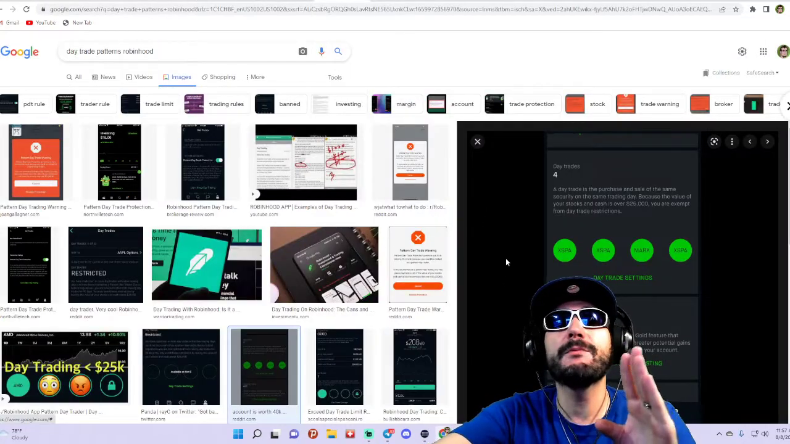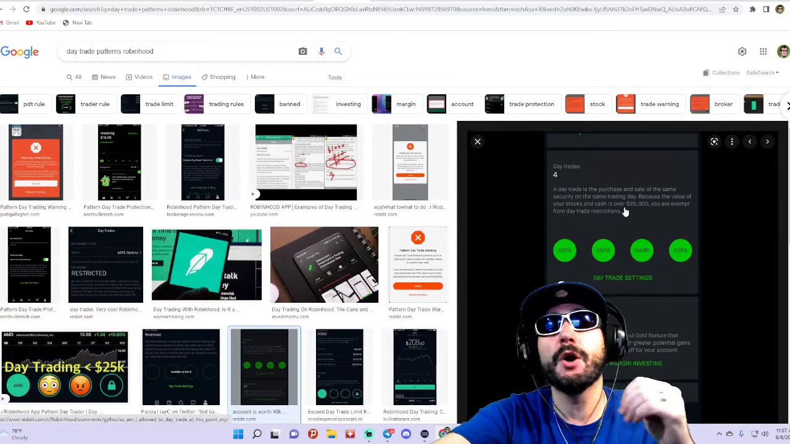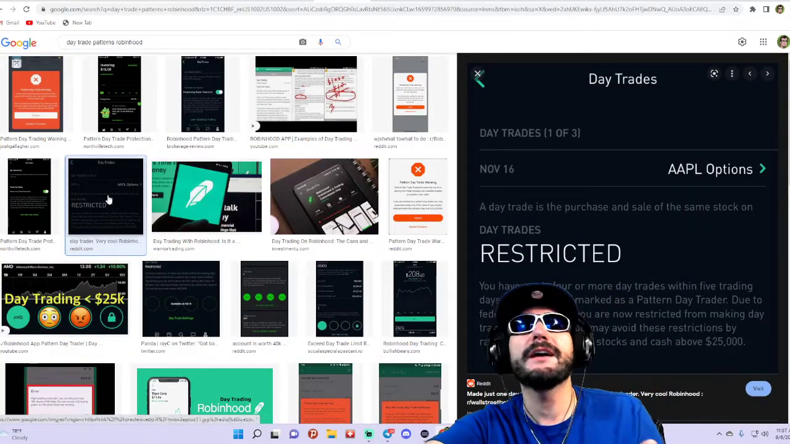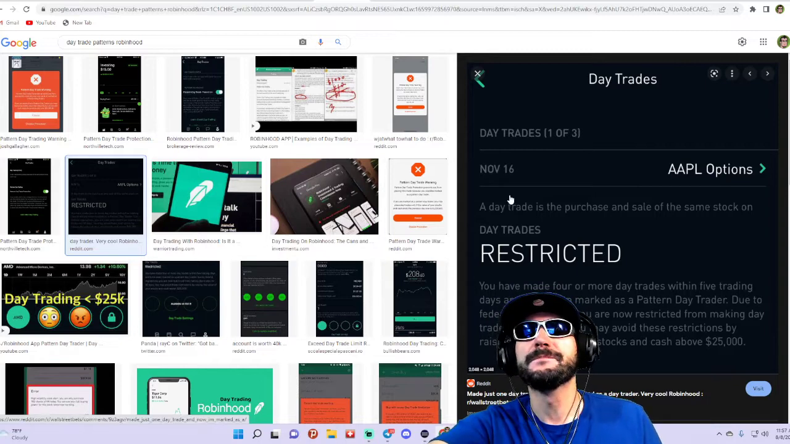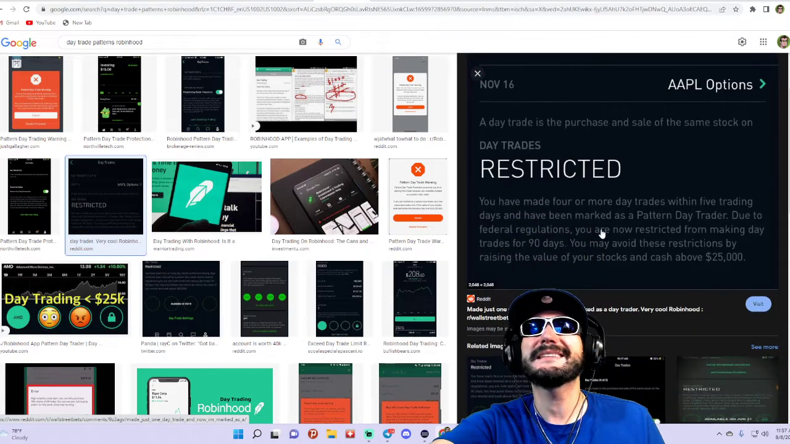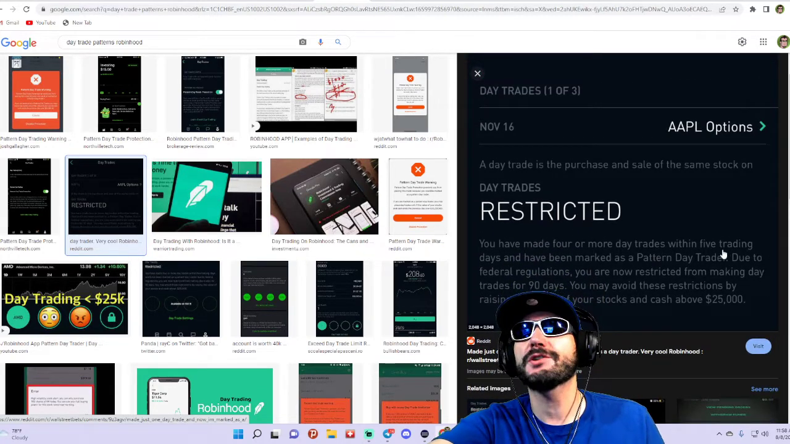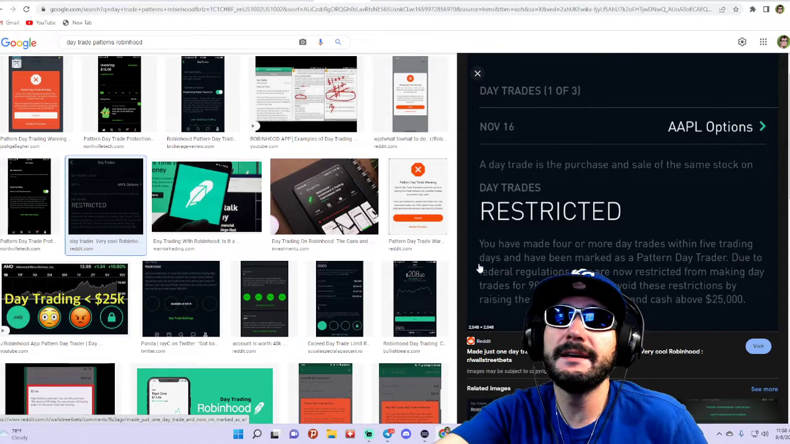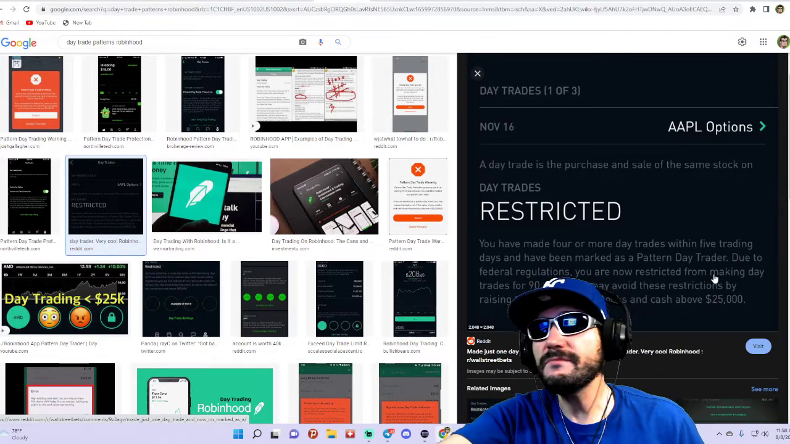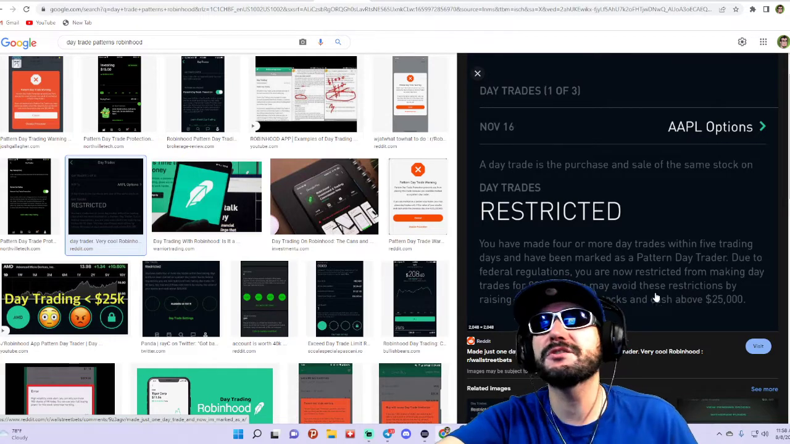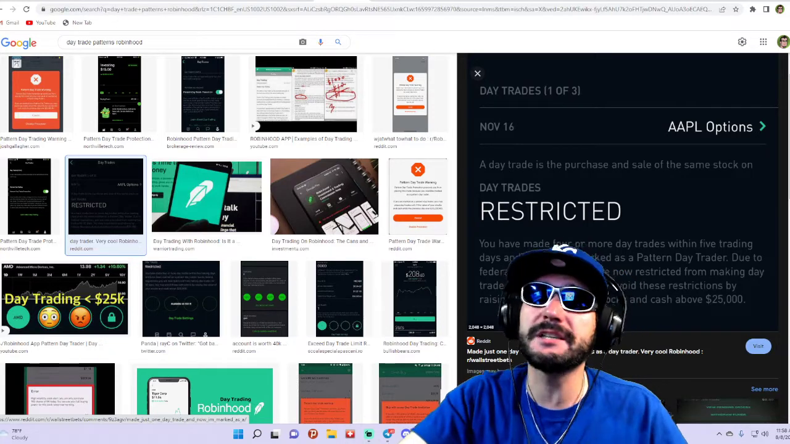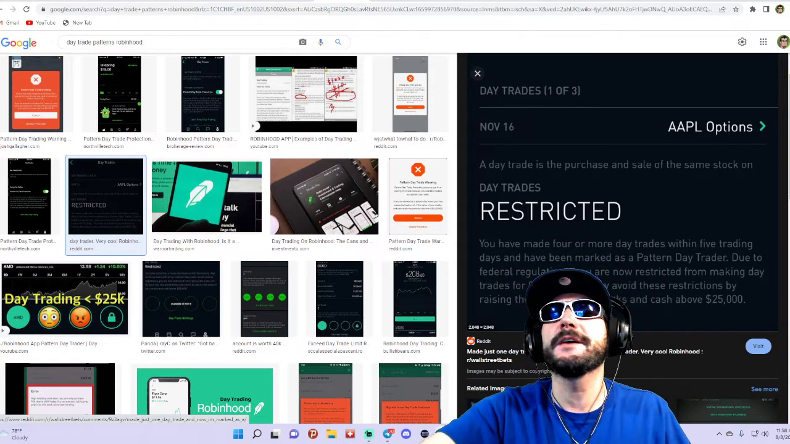You don't want that when you have a margin account and don't have $25,000, because it restricts your account. As you can see here, I just Googled this. Day traders purchase and sell the same stock. It says you're restricted: you have made 4 or more day trades within 5 day trading days, and you have been marked as a pattern day trader. Due to federal regulations, you are now restricted from making day trades for 90 days. You may avoid these restrictions by raising the value of stocks and cash above $25,000.